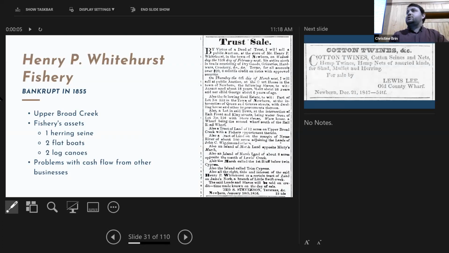Henry Whitehurst, he's an interesting case. He had a fishery on the Upper Broad Creek, which is just below New Bern, drains into the Neuse River. And he had a big haul seine that he sold off. 2 boats, 2 log canoes. These aren't dugout log canoes like Native Americans had. These are multi-log boats, or like your cunners. And I'll show you a picture later on in this program. But his problem was cash flow, not with his fishery, but with his other businesses. He was a big merchant in New Bern, and a lot of people owed him money, and they didn't pay up, and he owed a lot of people money, and ultimately he went out of business and lost everything, not just his fishery.